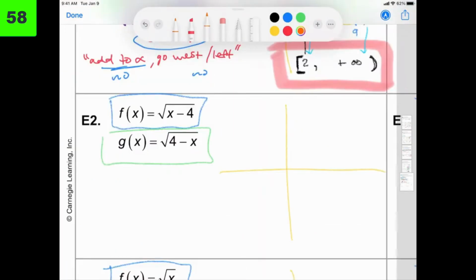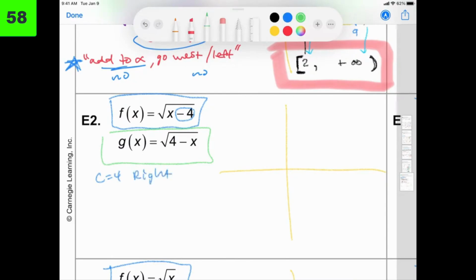And I'm just going to graph x minus 4. And remember that phrase that's right above it. Add to x, go west or left. But right here, you are not adding to x. There's no plus x there. So the trick is that you are actually going to the right. So we can say c is equal to 4. You're going to the right 4 units.